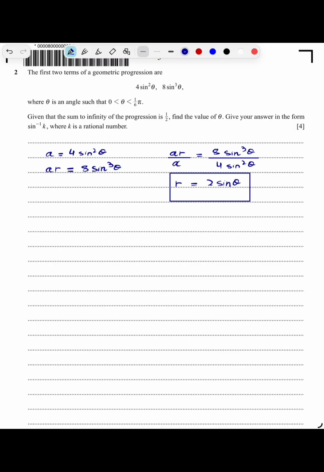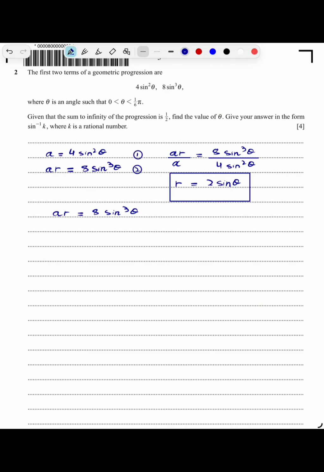Okay, and so let's find the value of A. So AR is equal to 8 sine cubed theta, right? This can be called equation number 1, and this can be called equation number 2.